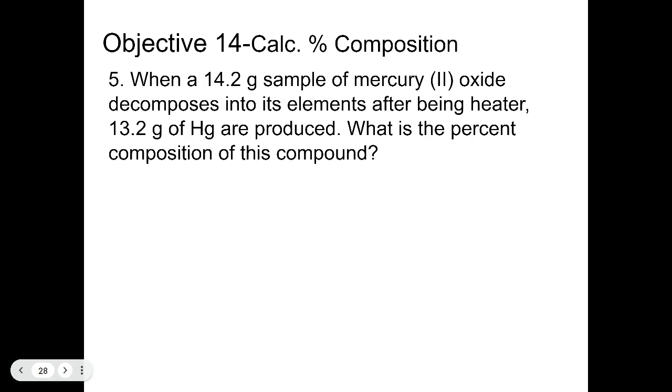So this one says, when a 4.2 gram sample of mercury 2 oxide decomposes into its elements after being heated, which I apparently made this slide when I was crazy, after being heated, 13.2 grams of mercury are produced. What is the percent composition of this compound?